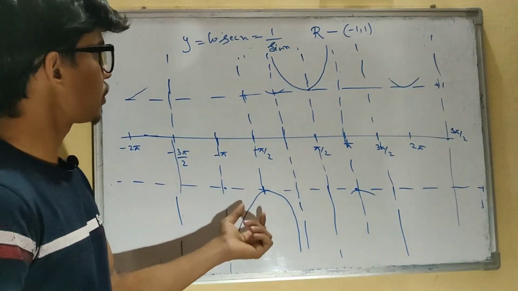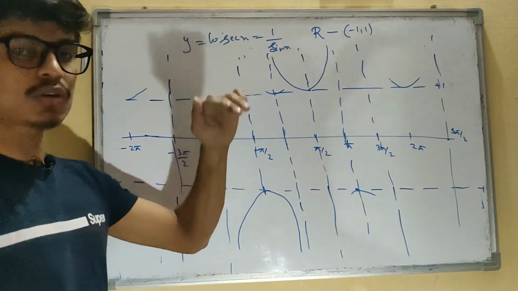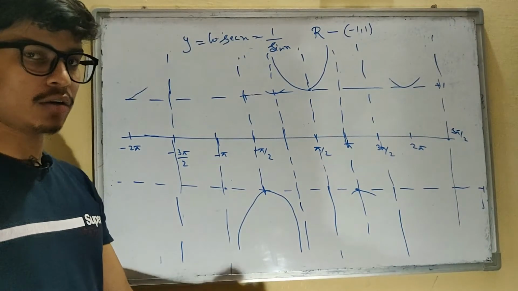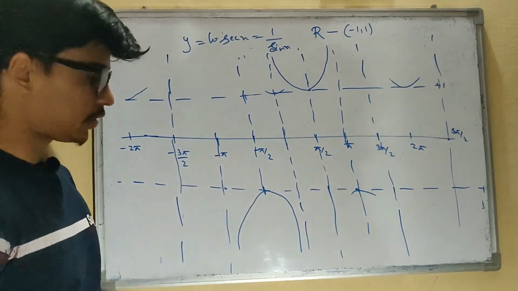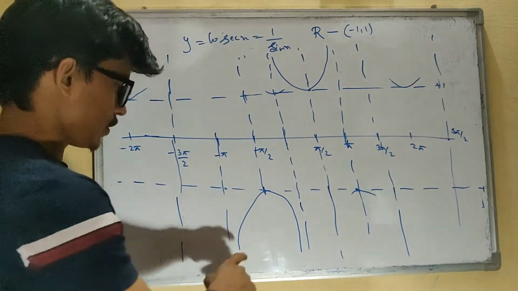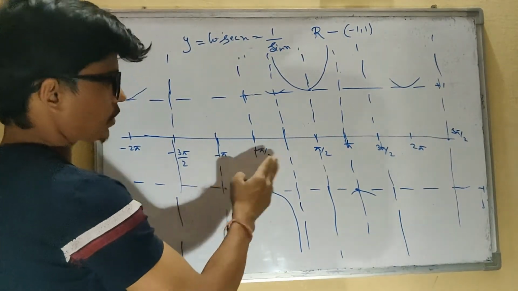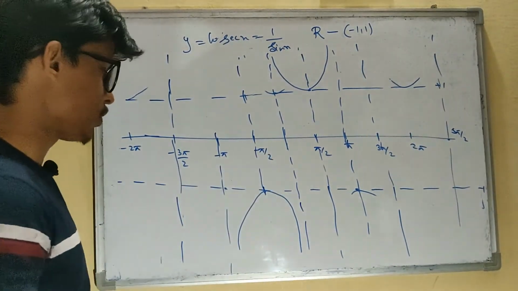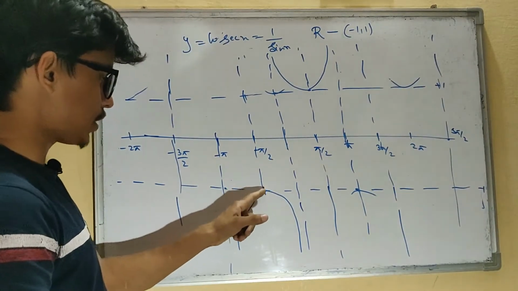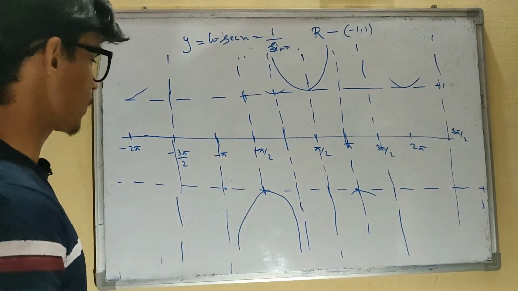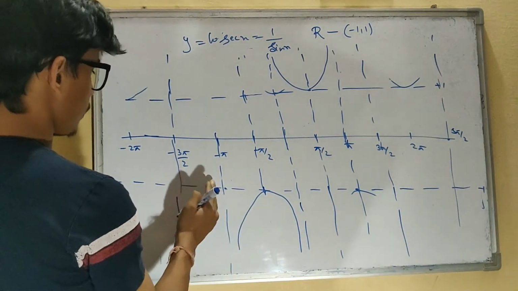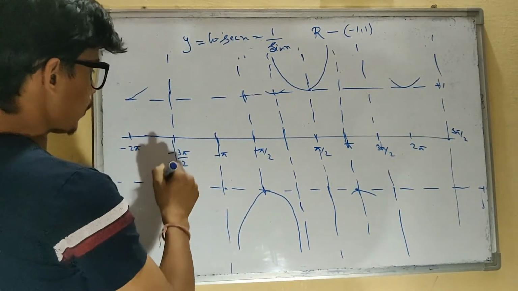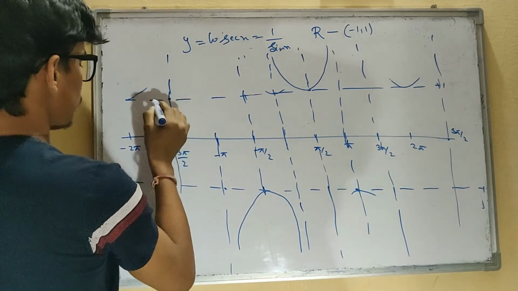So the cosec x is also going to be negative, and that is why the graph is falling into the negative side. Cosec x is negative from minus pi to 0 because sin x is negative, and at minus pi by 2 it is minus 1. So from here to here, it is going like this. At minus 3 pi by 2 it is plus 1.